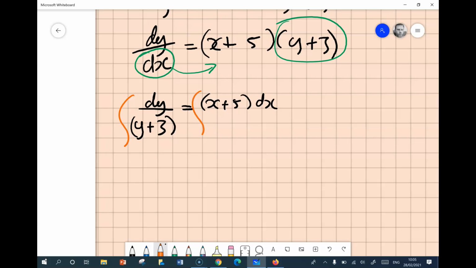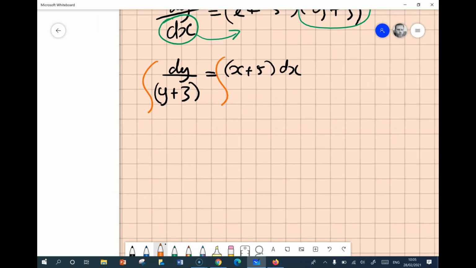So when I try and integrate both, I notice that the left side's a little bit weird, so I'll just do the left side over here. So I've got dy over y plus 3. So it's not a normal simple integral. So what I'm going to do is use substitution here. We can use substitution or parts, and we always try and use substitution first. So I'm going to let u equals y plus 3.